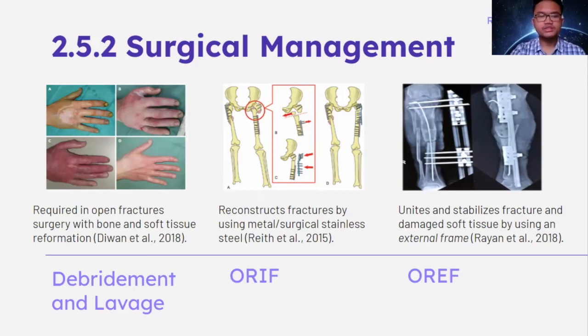Number 3 is open reduction external fixation, or OREF. Open reduction external fixation is a surgical procedure that unites and stabilizes the fracture and admits soft tissue care by inserting a pin through the skin into the bone, then restraining it with an external frame. Indications for OREF include fractures with severely damaged soft tissue, infected fracture, and joint fracture.